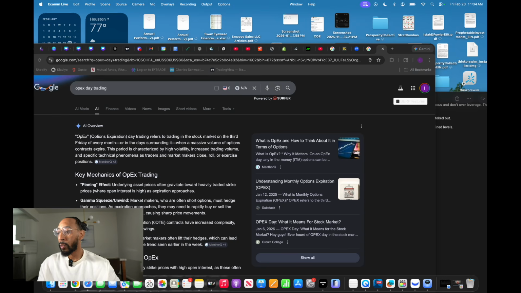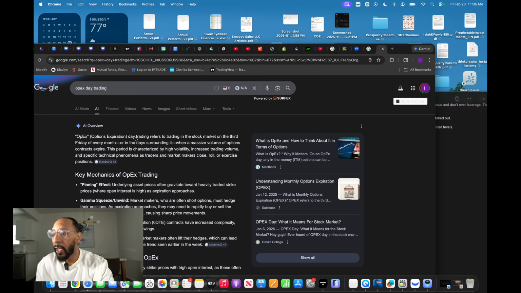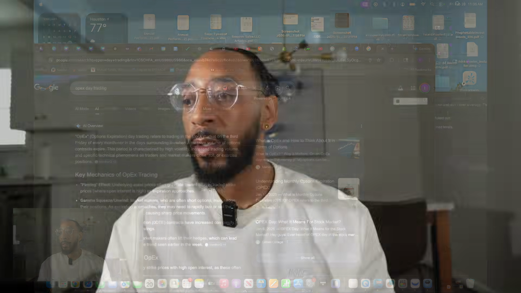So we have Opex day trading. All right. I want you guys to look at this right here. So we got Opex day right here. Options expiration day refers to the trading of the stock market on the third Friday of every month, or days surrounding it, okay? This is very key and critical. When a massive volume of option contracts expire, the period is characterized by high volatility, increased trading volume and specific technical phenomena as traders and market makers close, roll, or exercise positions, all right? So that is what Opex is.